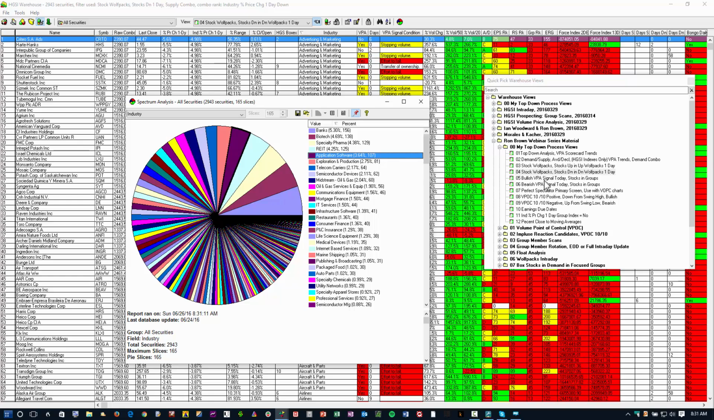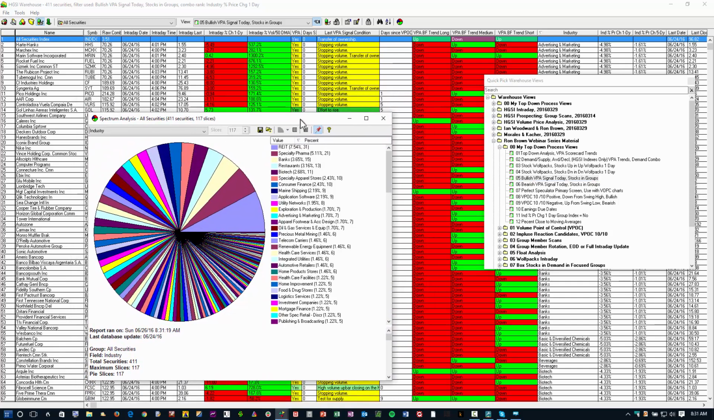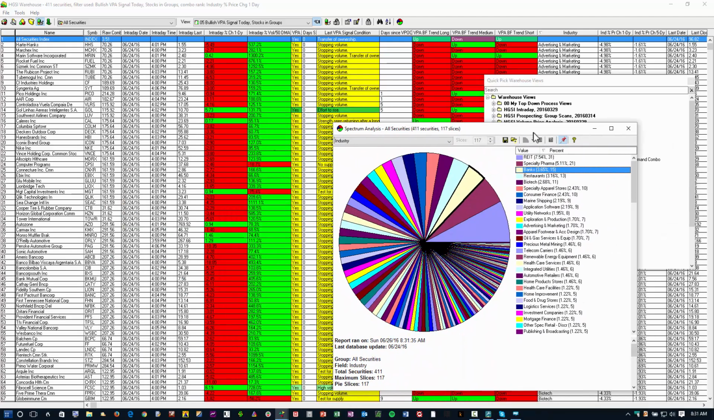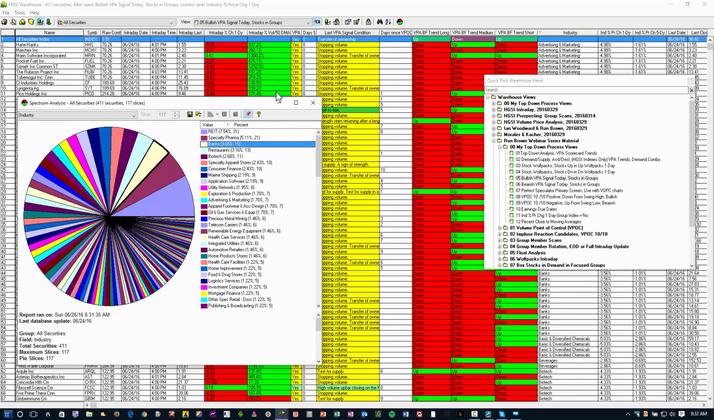Now, going down to the next one, these are bullish VPA signals today. A lot of these signals can just be like stopping volume. You can see that. Tests for supplies and so on. REITs dominate the list. There are some specialty pharma stocks and some banks. What is being generated here are different oversold VPA signals.